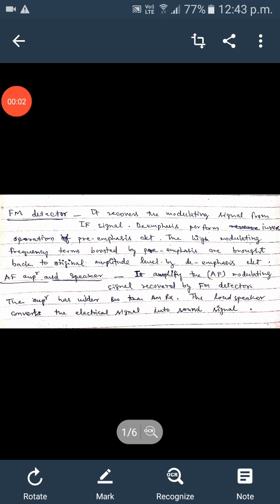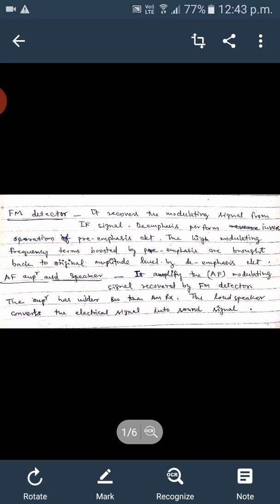Dear students, today I am covering the pre-emphasis and de-emphasis circuit, which is basically used in the transmitter and receiver end. Pre-emphasis is used at the transmitter end and the de-emphasis circuit is used at the receiver end. The pre-emphasis and de-emphasis circuits are used to improve the threshold effect. What is the threshold effect?